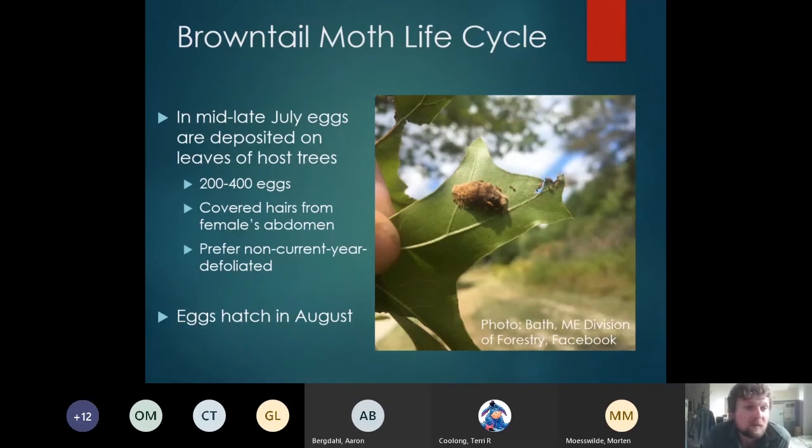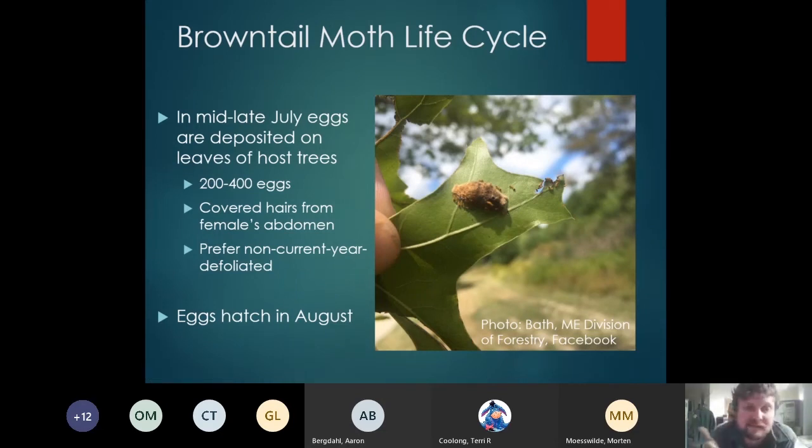Okay, once the adult moths have mated, the females are going to lay eggs in mid to late July, and they're going to be deposited on the leaves of the host tree. So again, oaks, apples, cherries, elm, poplar, all that good stuff. So you can see in this photo, there's an egg mass here that is hatching. So this hatching will occur in August. So you can see these little tiny caterpillars coming out from the egg mass.